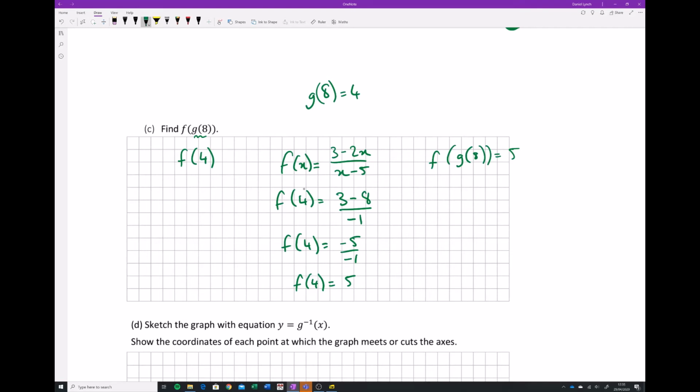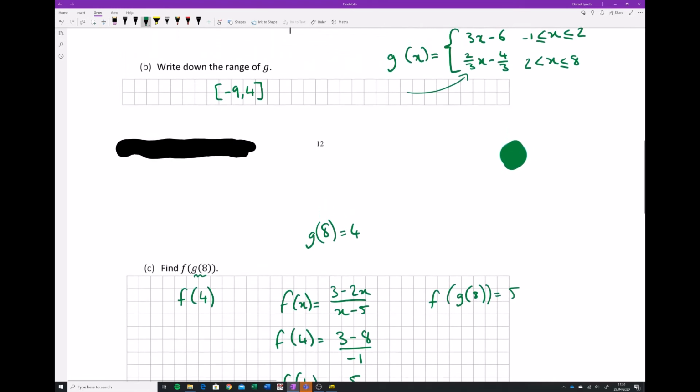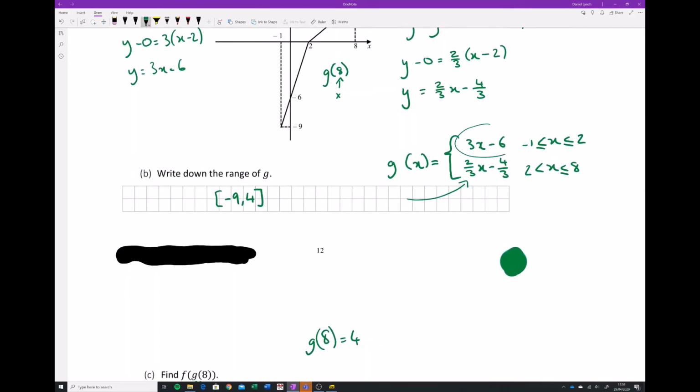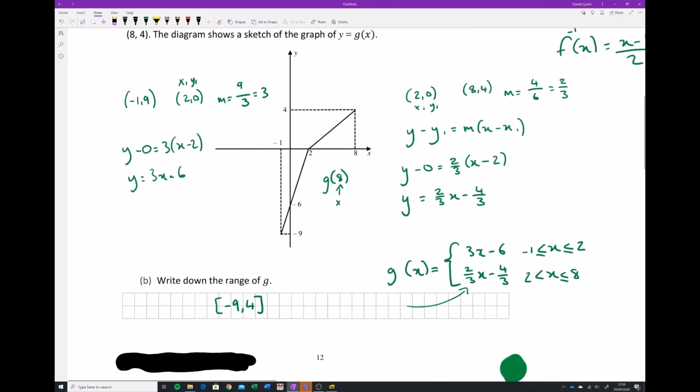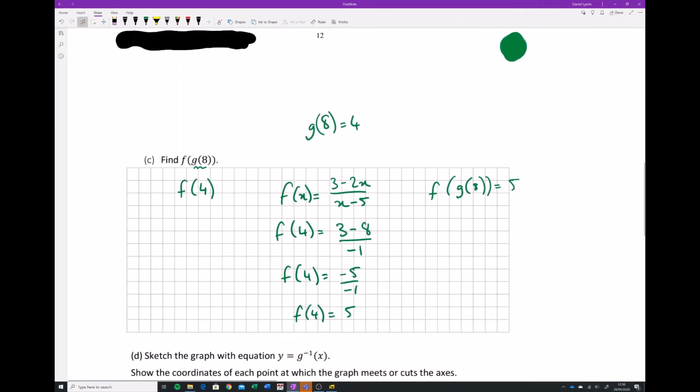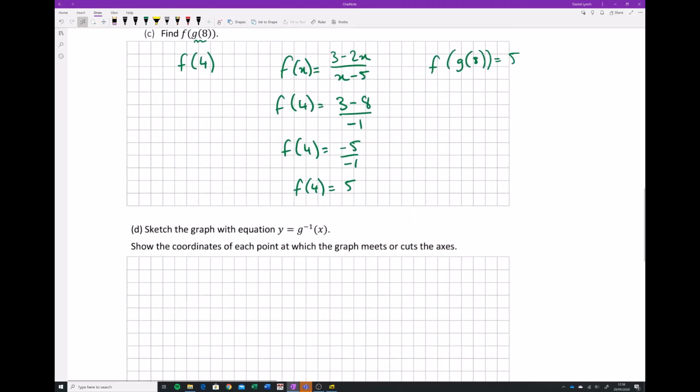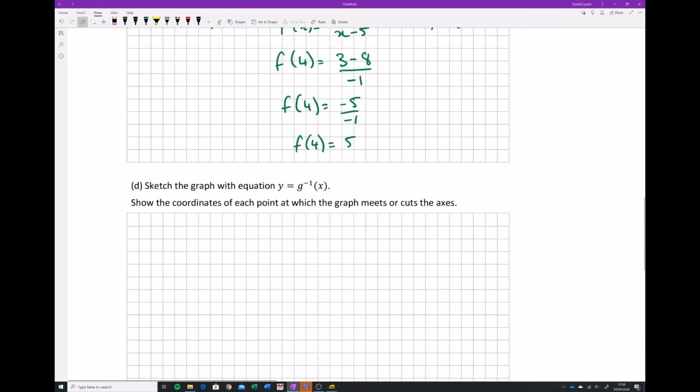Okay, sketch the graph with the equation y equals g inverse x. So we've got to take our functions here and actually do it out. What you can do is use this thing here and go and get the inverse. But also, you can just use the graph to figure it out. So there are two ways you might be able to do this. I guess we'll do both.